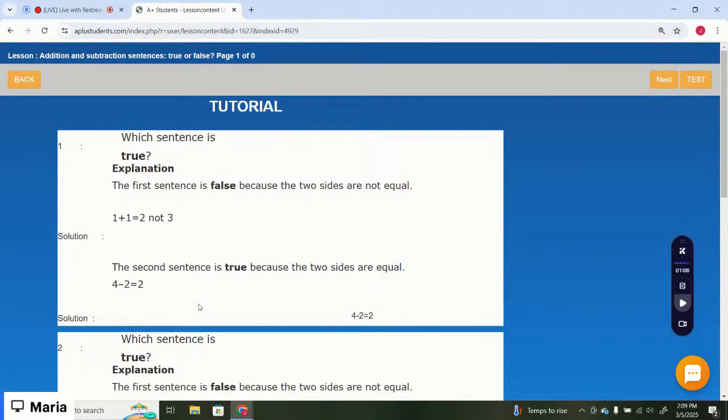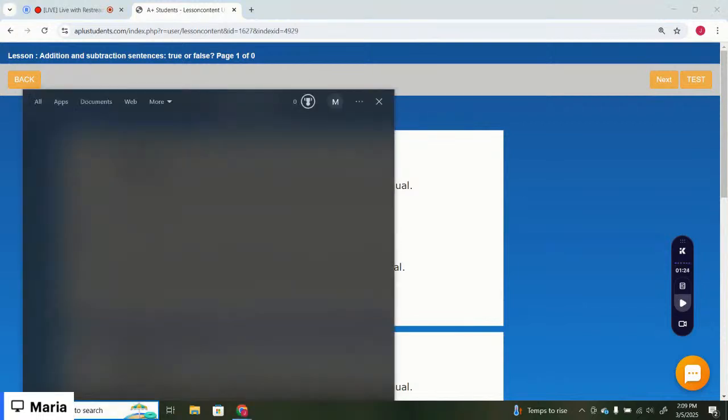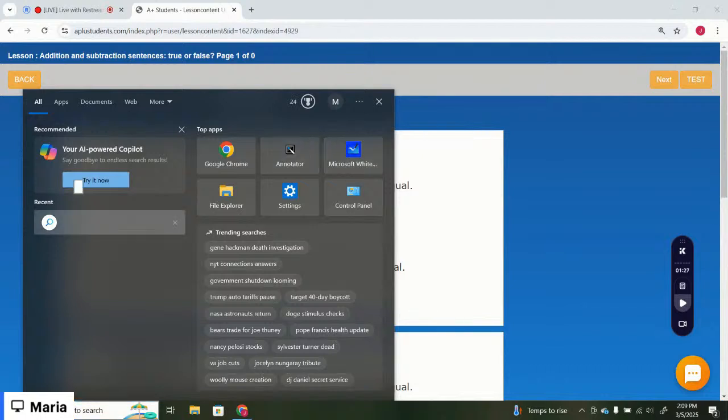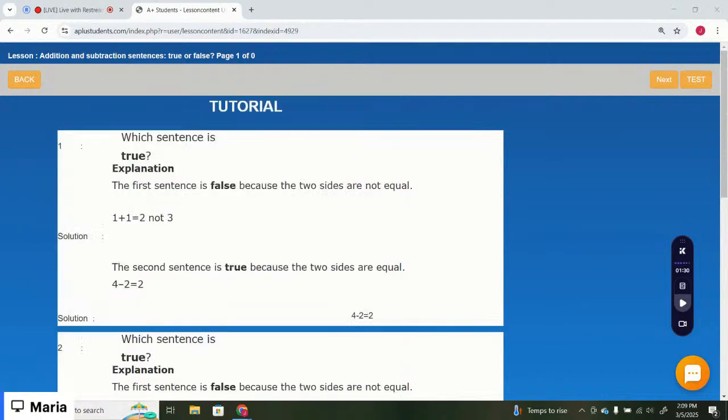Which sentence is true? So basically, you're given two examples. The first one is 1 plus 1 equals 3, and 4 take away 2 is 2, right? So you need to select the one that is true. You are given 1 plus 1 equals 3. That is not 2. When you add 1 and 1, that makes 2, not 3. So 4 take away 2 is 2. That is true. When you subtract 2 from 4, the answer is 2.